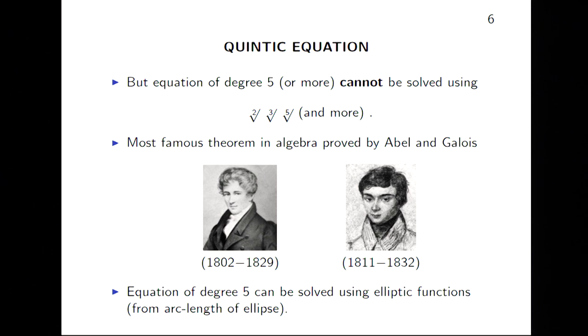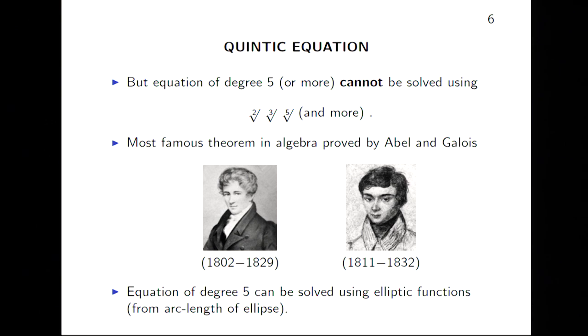They couldn't do 5. They tried hard, they tried harder still, nobody succeeded, till finally two of the most famous figures in mathematics appeared on the scene. Their pictures are there, Niels Bohr and Évariste Galois.